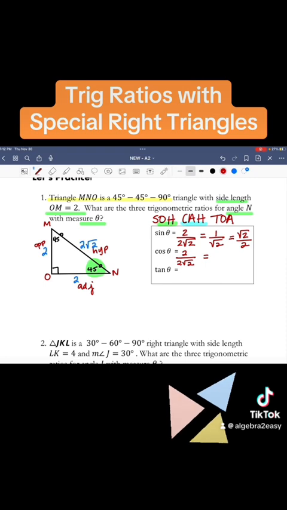Now what's great is that we've already simplified this fraction for our sine function. So we're going to have radical 2 over 2 again. And that should make sense because think about it. The side lengths were exactly the same.